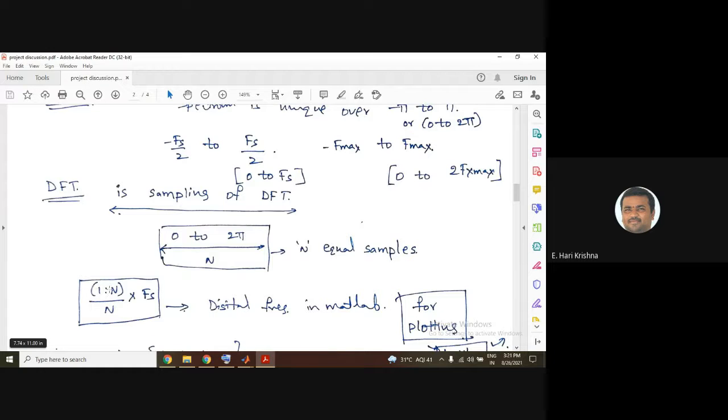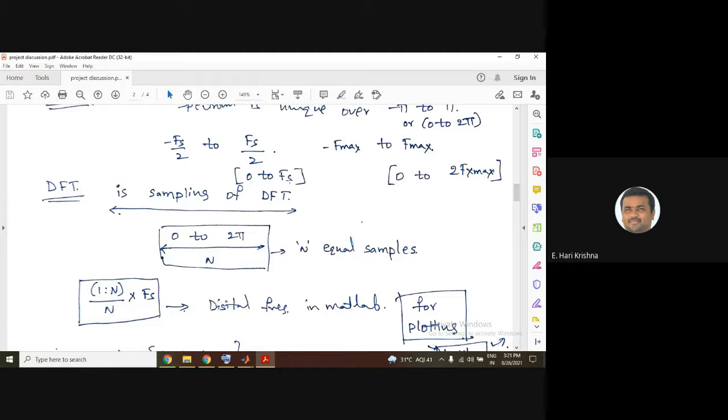It is 1 colon n. So n samples, I'm dividing it by capital N. Why? Because it's n samples. And I'm multiplying with Fs, which gives the analog frequency for us in MATLAB. I have written here digital frequency. This is not digital, it's analog frequency. 1 to n divided by n multiplied by Fs. That is, we are taking from 0 to Fs. N by n gives 1 multiplied by Fs, 0 to Fs.